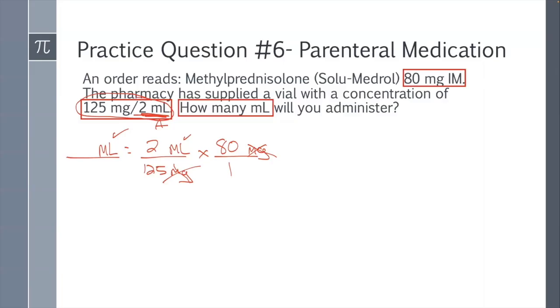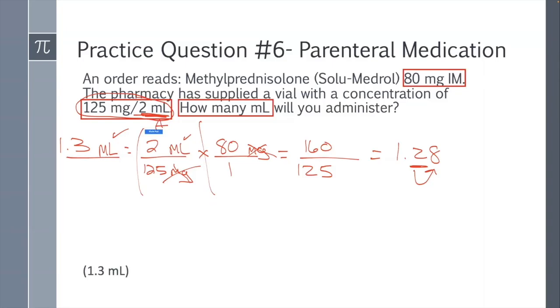Okay, so now I've arrived at my destination. Let's do some math. 125 times 1 is 125. 2 times 80 is 160. Pull out my trusty calculator again, and I know that 160 divided by 125 equals 1.28. And we're going to round this to the tenth. So there's my tenth. I look to the right: 5 or more, we're going to raise the score. That tells me I'm at 1.3 milliliters. And that's exactly what my key says, so it must be right.